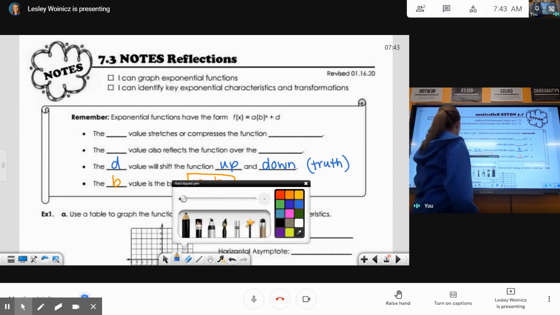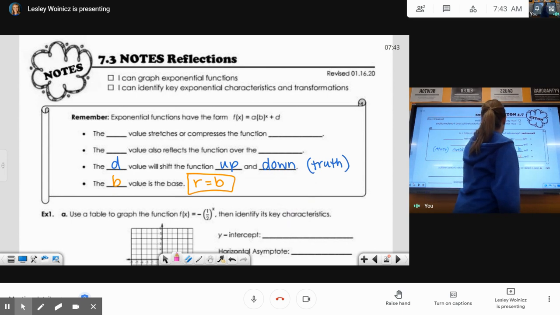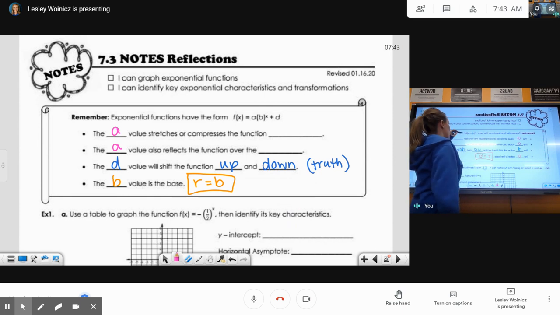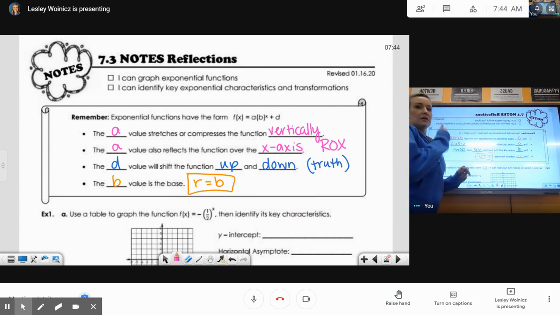Okay, and today we are finally going to talk about a. We know that a is going to stretch or compress our function vertically. And today we are going to talk about reflecting the function over the x-axis. That is also A's job. Remember, we called that rocks: reflection over x-axis. So A is very busy. It's in charge of stretching and compressing and then also reflecting.